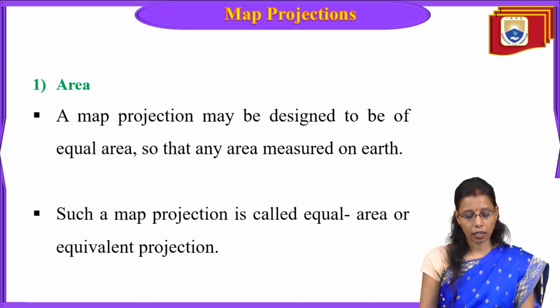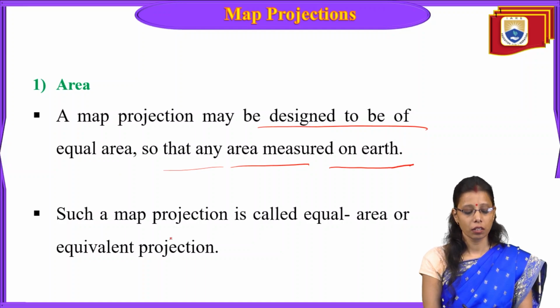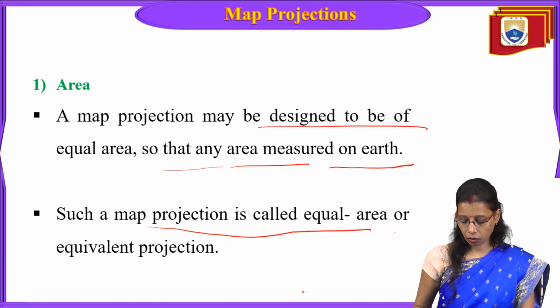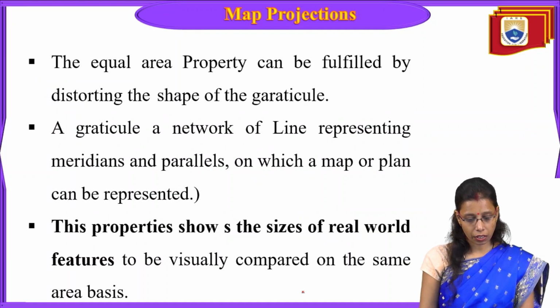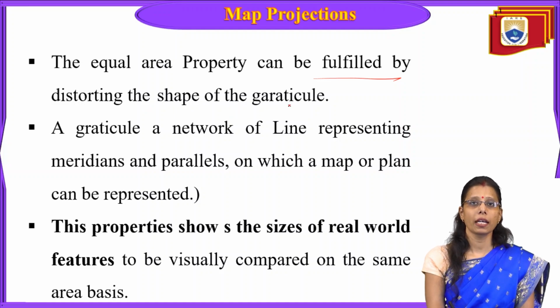Now, area: a map projection may be designed to be equal area, so that areas are the same as measured on Earth. Such a map projection is called an equal area or equivalent projection. So the equal area property can be fulfilled by distorting the shape of the graticule.